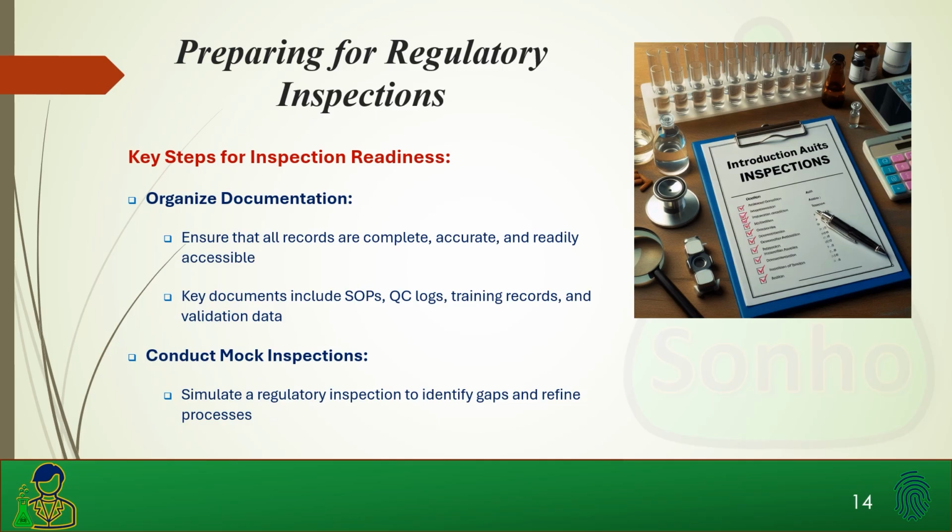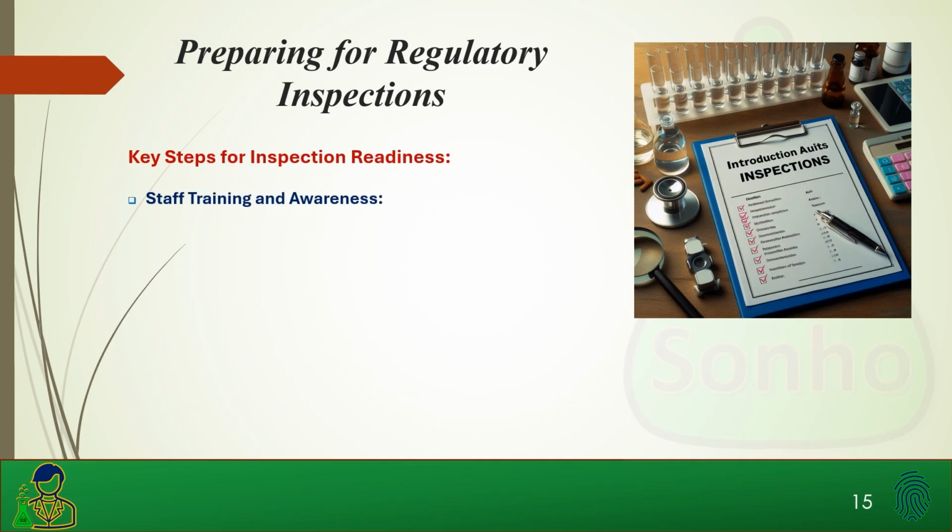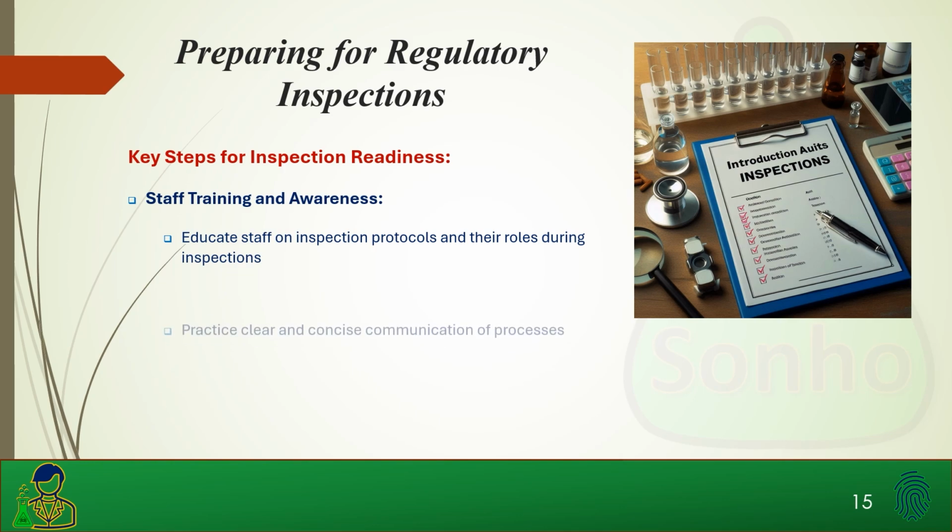Also, staff training and awareness. Educate your staff on inspection protocols and their roles during inspection. Practice clear and concise communication of the processes. You can do this also with the surprise inspections to help them understand what their roles are during inspection, whether they're testing personnel, technical personnel, supervisor personnel, things of that nature. It's important for the staff to understand their role during inspections, so that they're aware and prepared for dealing with the stress of the inspection, the disruptions of the inspection, and showing the documentation of the process.